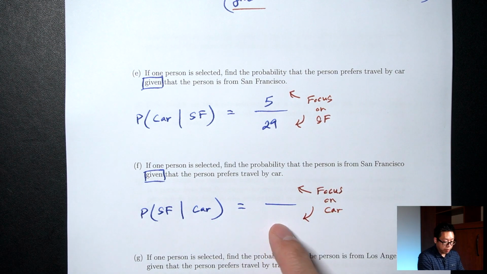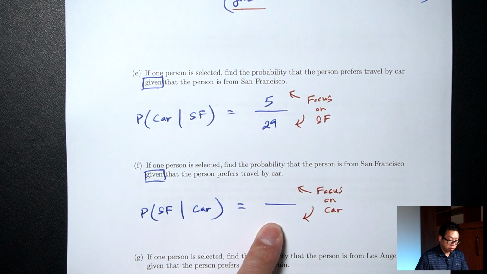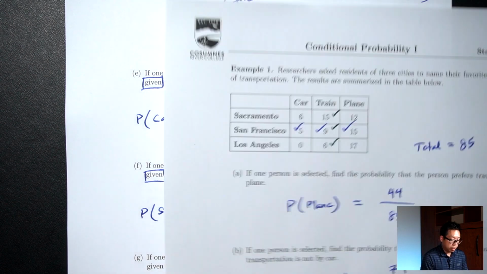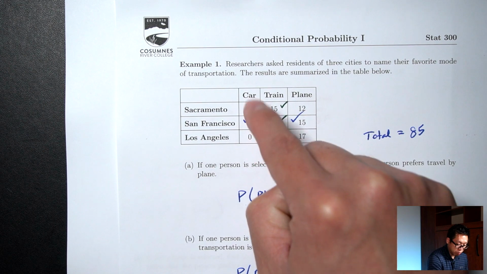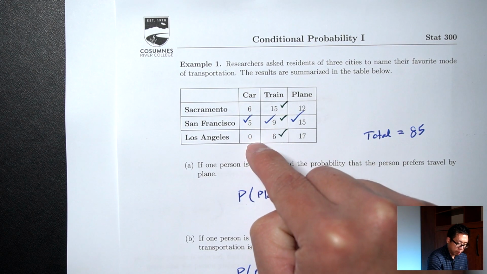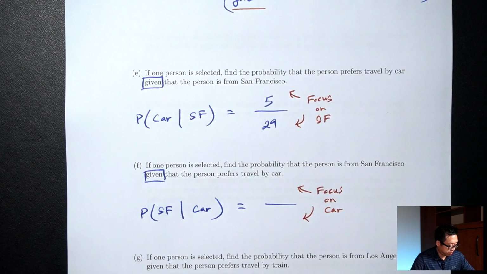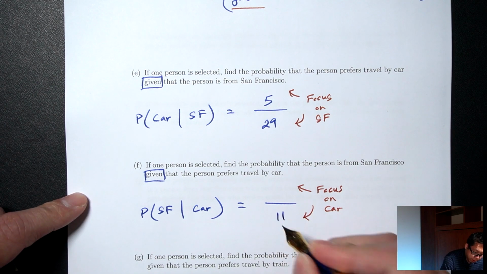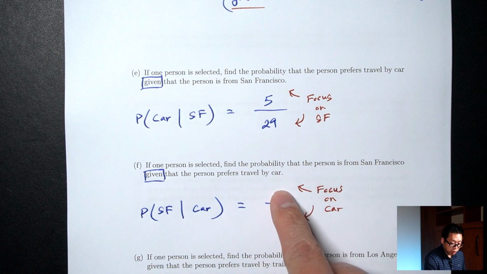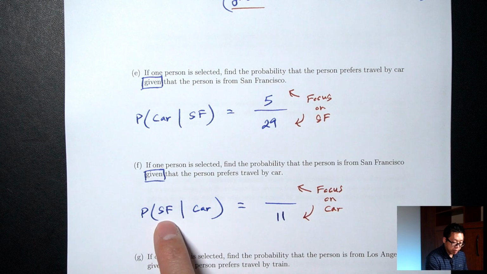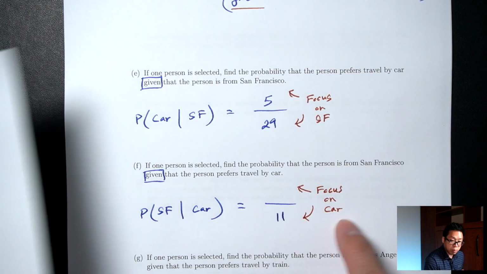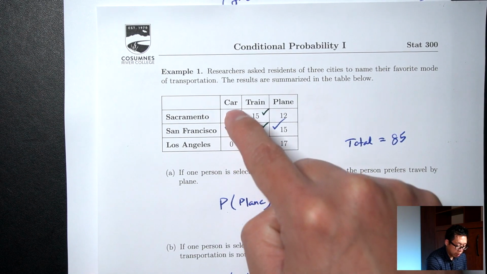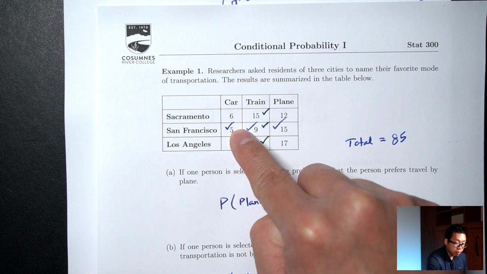So starting with the bottom, focusing just on the car numbers, that's the 6, the 5, the 0, what is the total? Pretty sure that's 11. And then for the top, focusing just on the car numbers, how many are SF? 5.